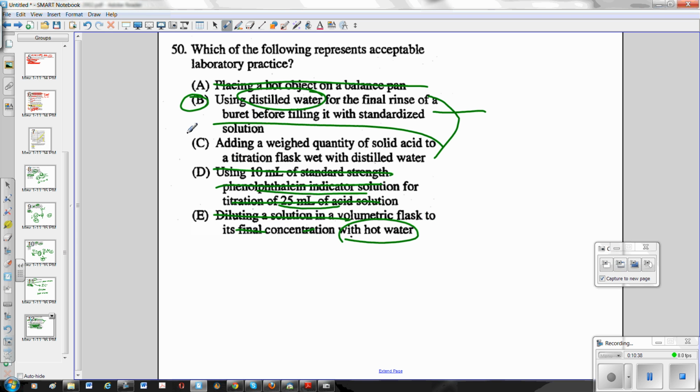So this one, adding a solid acid, which would be a weak acid, to a flask wet with water, if you make the solution, it's not going to change the moles of the weak acid because the weak acid only dissociates by about 5%. It's kind of a bad question though. But keep in mind, this is the key thing you need to pay attention to. This is not true. We wouldn't use distilled water. We would use whatever we're titrating with. All right.